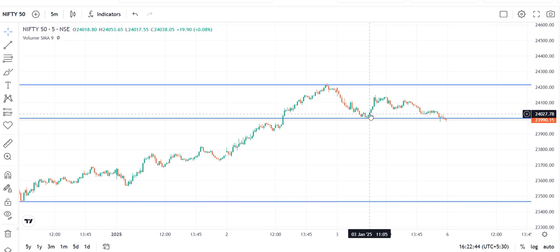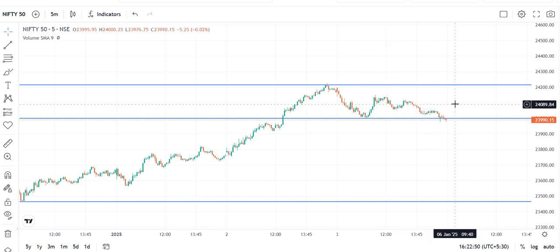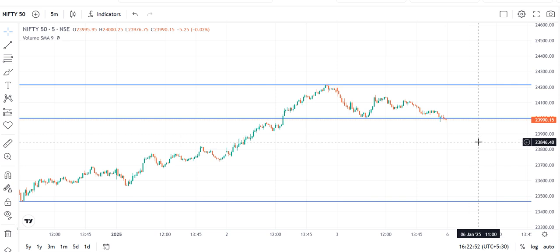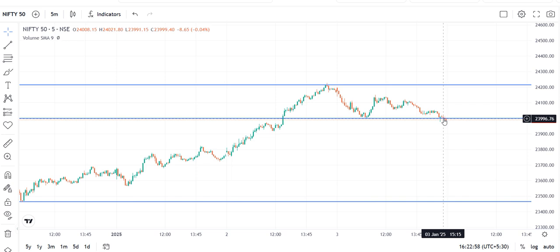So that was my observation. Apart from that, I don't see any good position to enter. And again, the market reaches the support at this level. So this was my analysis for the 3rd January chart. Now we'll see what can happen next.